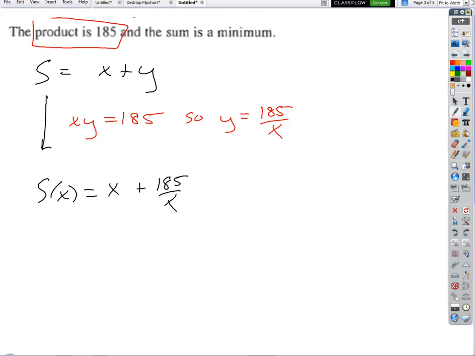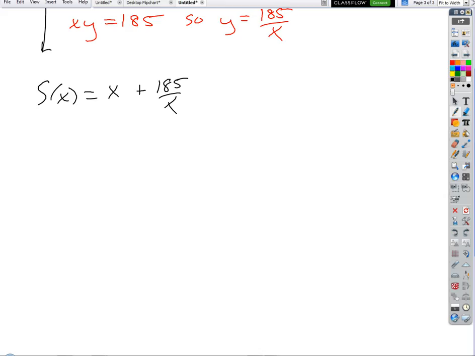Oh, and what's the domain gonna be? All reals, right? There's no limits on the domain, okay? And so let's just do a little calculus. What's S prime? 1 minus 185 x to the negative second.